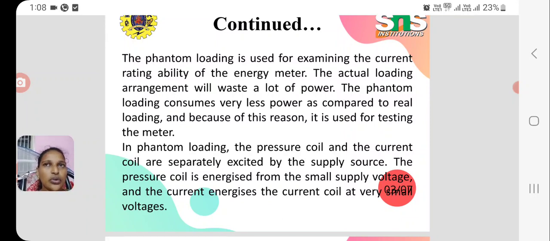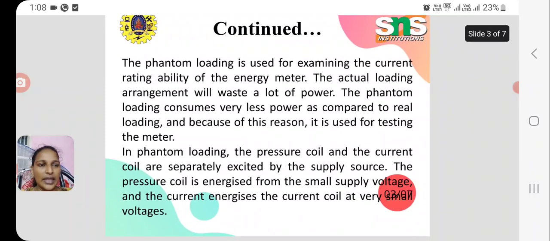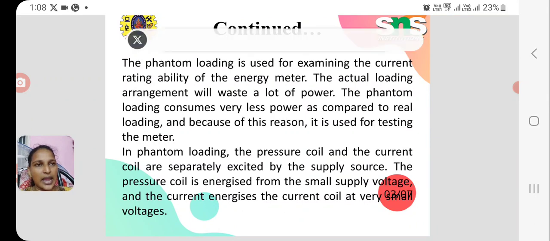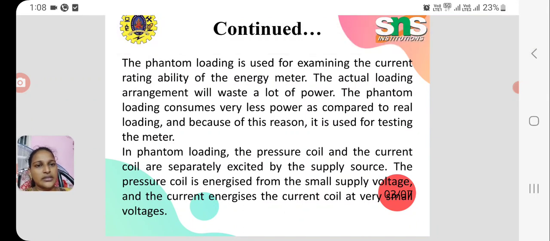Even though the machine is not operating, it consumes a small amount of power, and that is called phantom loading. This phantom loading is used to examine the current rating ability of the energy meter. Actually, phantom loading is an indirect method of testing watt meters and energy meters.